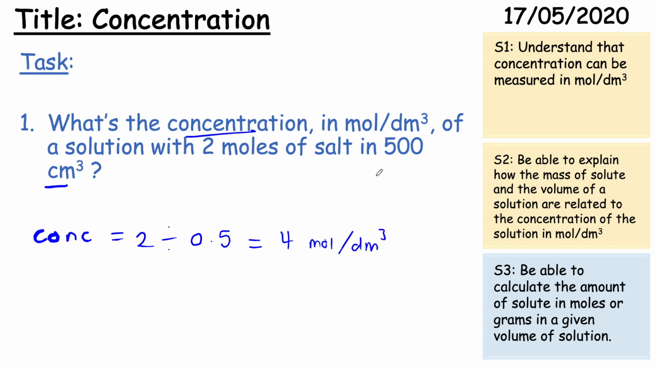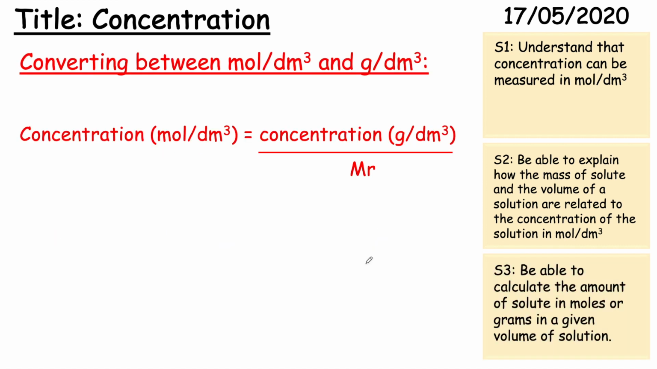So just to reiterate, going from 500 centimeters cubed to decimeters cubed, you will need to know that 1 decimeter cubed equals 1000 centimeters cubed. Okay, now the final equation we're going to look at today is how you convert between the two units, moles per decimeter cubed and grams per decimeter cubed, because sometimes you'll be given the information and asked to convert between these two, these different units of concentration. And all you need to do is remember this here. Just like before, you can put it into a calculation triangle, but it's probably best that you just remember the one equation.